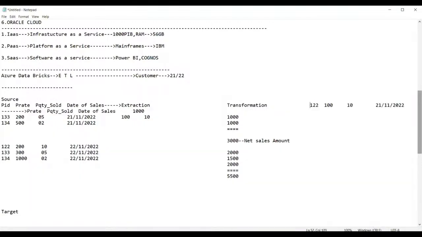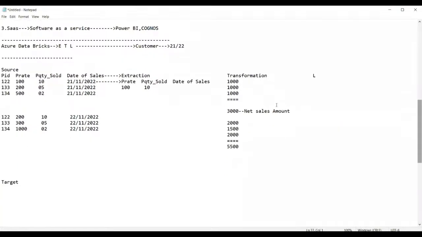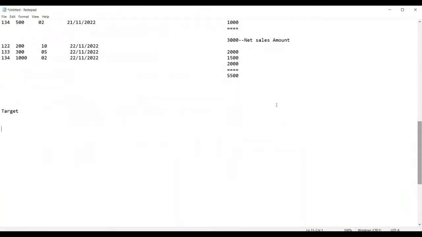Where will you be loading the data, guys? Finally, you will be loading the data into the target. I will load the data like this. See here, I'm loading the data. Net sales amount. Net sales amount is what? 3000. And for which date is it? So I'm declaring one more column here, that is date of sales. I'm using it as 21/11/2022. And then we have what, guys?